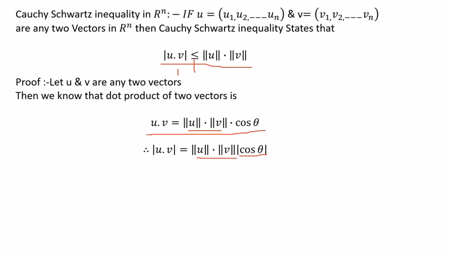So the left hand side we obtain as it is. But now we have an inequality and there is no cos theta. So we have to remove this cos theta. How to remove this cos theta? What is the value of modulus of cos theta? Yes, correct. Modulus of cos theta is less than or equal to 1 always. So if you put the value of cos theta as less than or equal to 1 here, the equality becomes an inequality and therefore we get our required inequality: modulus of u dot v is less than or equal to norm u into norm v.